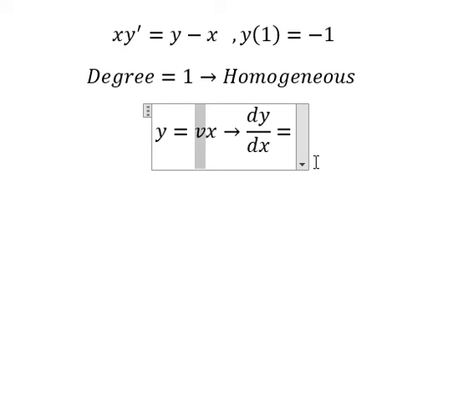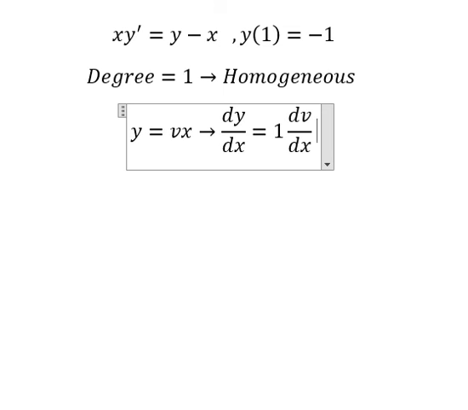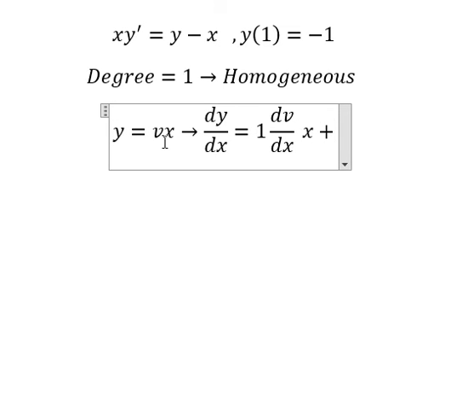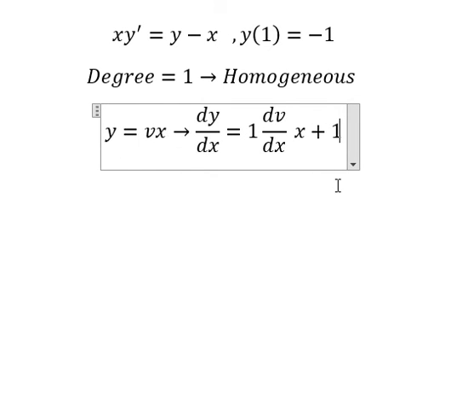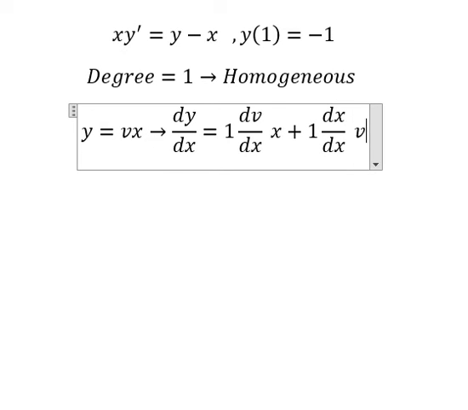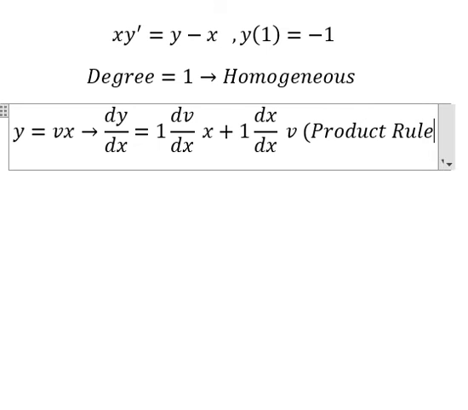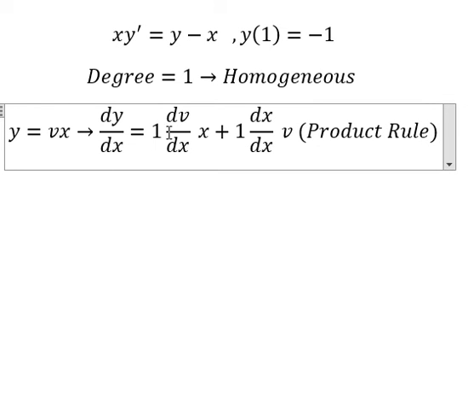This one, we have number 1, dv over dx multiplied by s. This one, we have number 1, dx over dx multiplied by v. And this is about the product rule of the derivative. So we need to simplify.